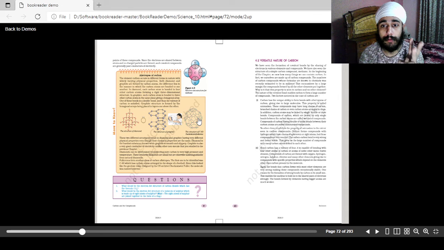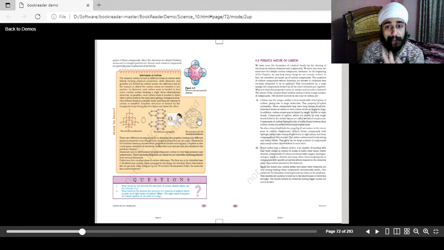this capability of catenation is seen in carbon compounds only. Silicon forms compounds with hydrogen, which form chains of only up to 7 to 8 atoms, but these compounds are very reactive. The carbon bond is very strong and hence stable. This gives a large number of compounds with many carbon atoms linked to each other.